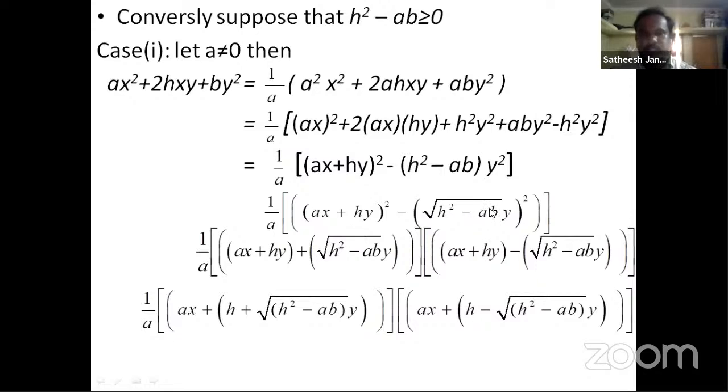This is in the form of a square minus b square. Apply the formula a square minus b square, we get (a plus b) into (a minus b). A plus b means ax plus hy plus under root of h square minus ab into y. A minus b means ax plus hy minus square root of h square minus ab into y.